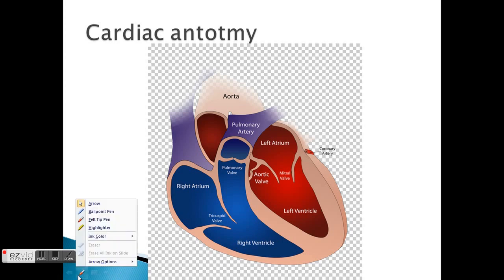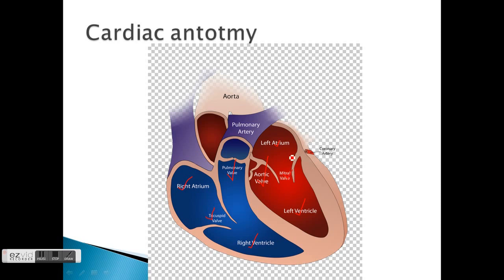There are four chambers in the heart, mainly the right atrium, the left atrium, right ventricle, and the left ventricle. There are four valves: tricuspid valve between the right atrium and right ventricle, the pulmonary valve between the pulmonary artery and the right ventricle, the aortic valve between the aorta and the left ventricle, and the mitral valve between the left atrium and the left ventricle.